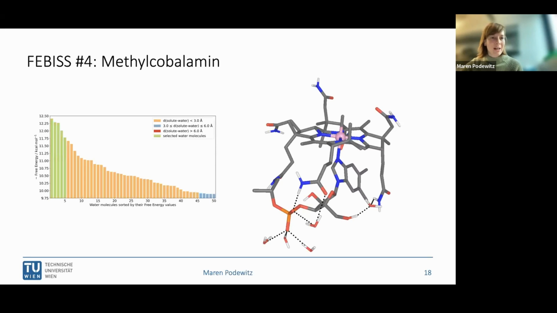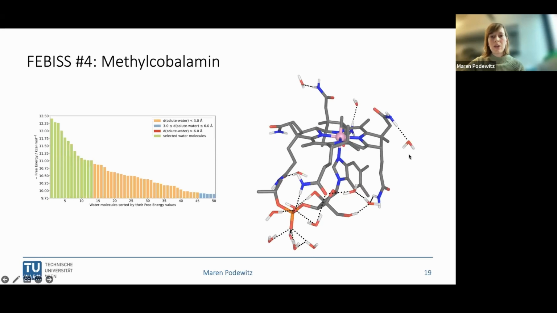We can pick, for example, the first 5 water molecules. We see that they are mostly located around this loop here and some amide groups down here. And then if we include more water molecules, we see that they are eventually coordinating to all of the amide groups. Okay, so this was my last example, the methyl cobalamin.